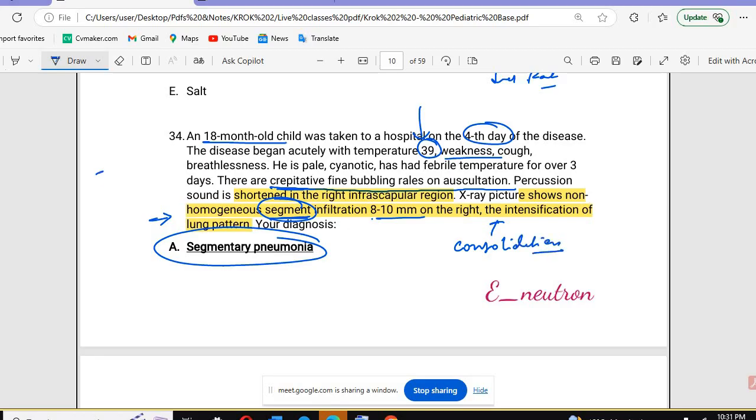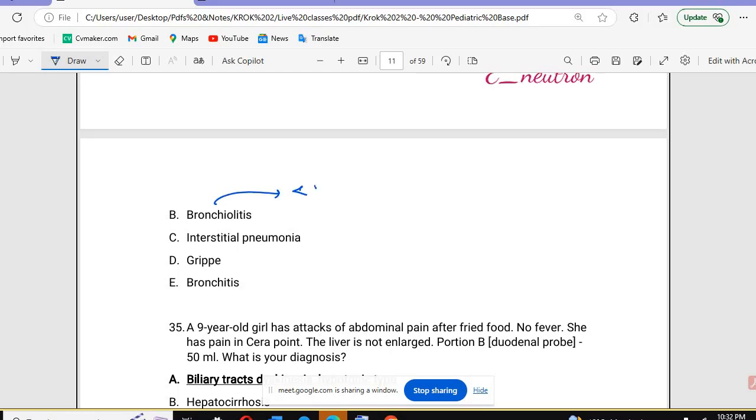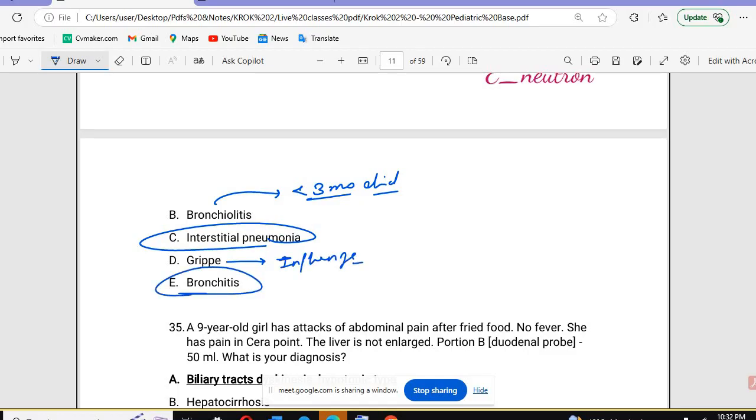In each lung, how many segments are present? There are 10 segments in each lung. The next option is bronchiolitis. Bronchiolitis occurs in a child less than 3 months old. The interstitial pneumonia we have discussed. Then the grippe, this is basically the language problem, that is influenza. And we have bronchitis.